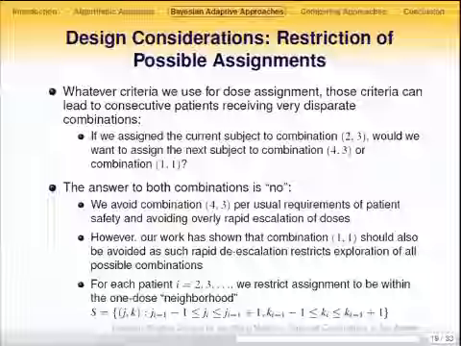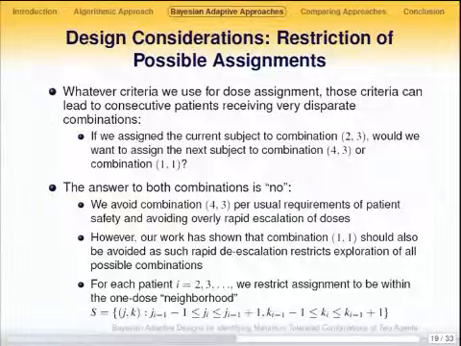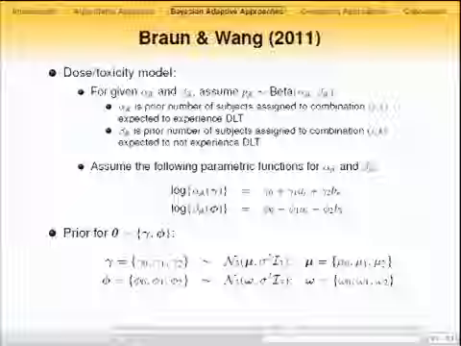I've seen others do this too: typically we say, find the combination closest to the target within a neighborhood of where you are right now. So within 1 dose in that sort of a square around there, and don't allow yourself to go anywhere outside of that, so that if you need to go back up, you can do that fairly quickly.